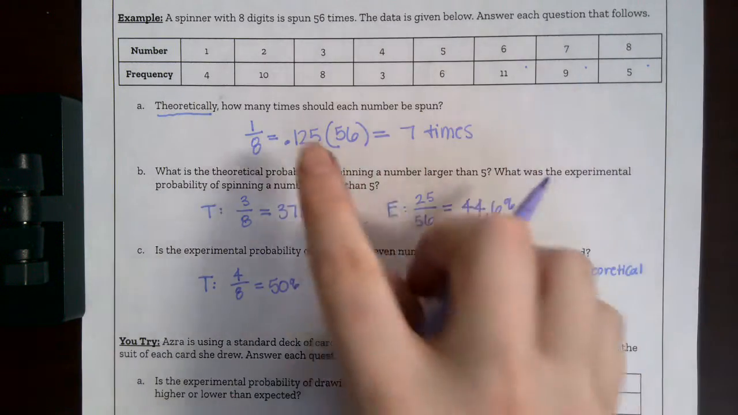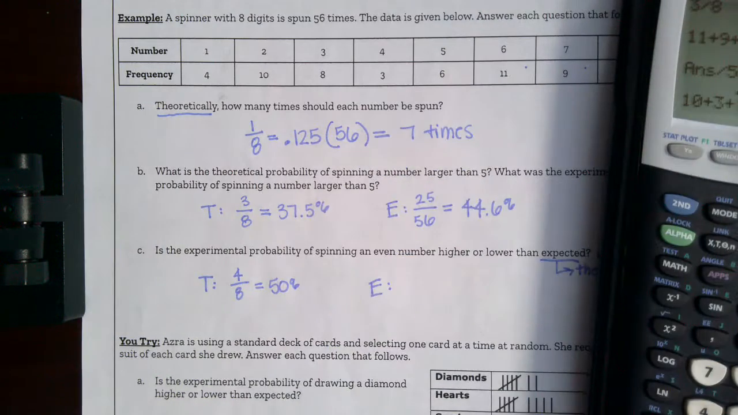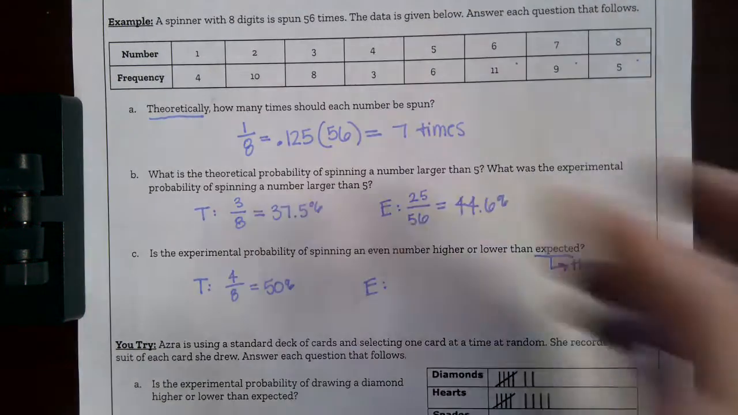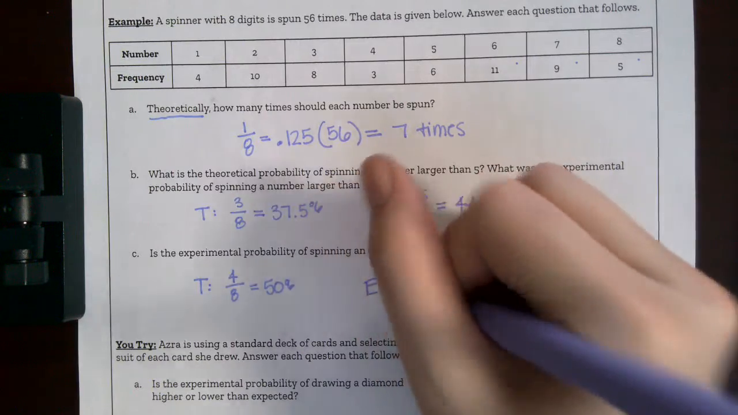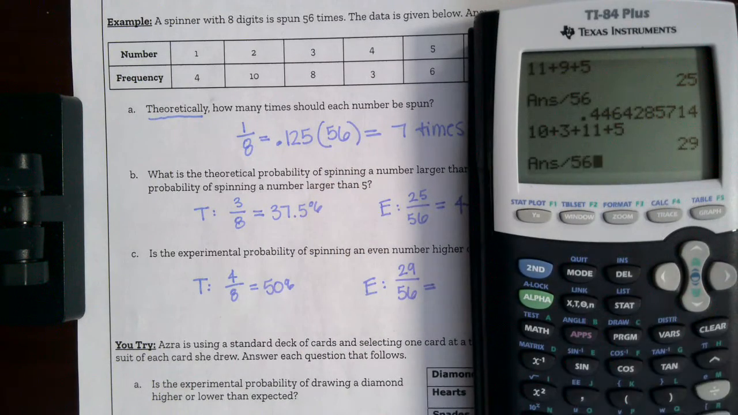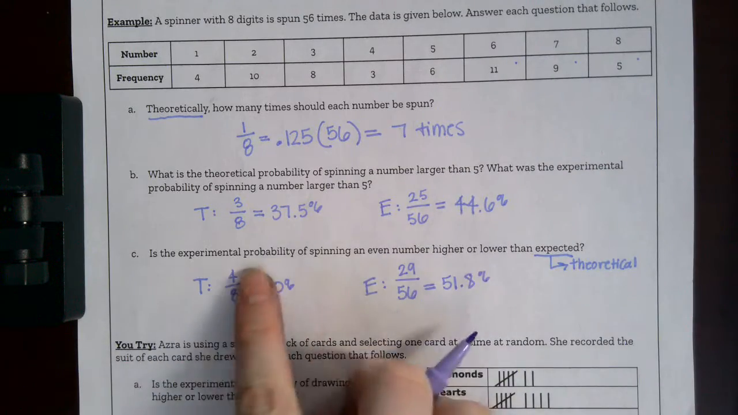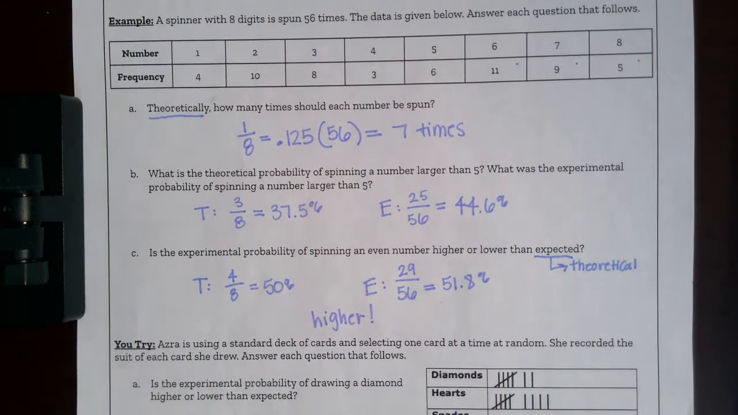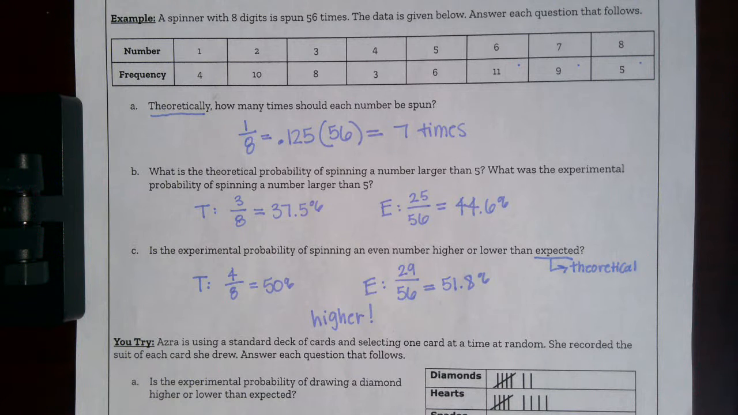Our experimental, let's figure out how many times that actually happened. So 2 happened 10 times. 4 happened 3, 6 happened 11, and 8 happened 5. Add those all up together. So 29 times. And then again, our total trials is 56. And our answer, 51.8. So the experimental probability is higher than the expected. And that's it really. So we can use an actual experiment to compare to the theoretical probabilities, which is helpful. So go ahead and pause it and do the U-try, and then push play when you're ready to see the answer.